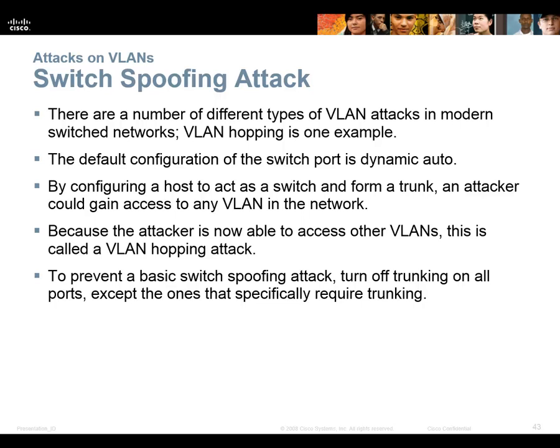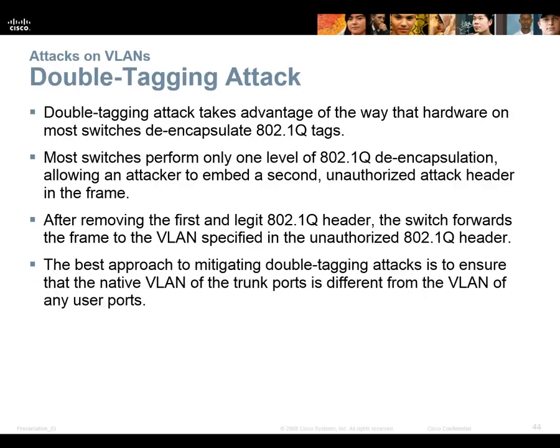To prevent basic switch spoofing attack, turn off trunking on all ports except the ones that specifically require trunking. So this is the way to get around that. If you go in and configure it so that only the port that's needed that actually connects to another switch is the port that the trunk is allowed on, you'll be able to block some of this.